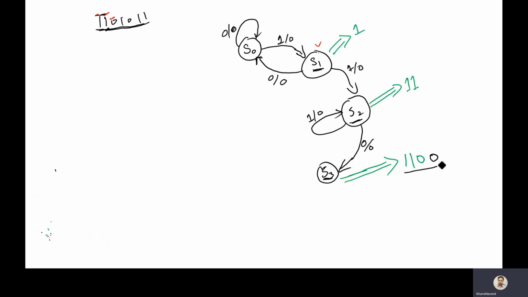We have already detected 110, and now our next input is 0, and this particular part of the detected sequence is nowhere in this sequence. That means we need to go back to the reset state and wait for the first 1 again. So we go back to the reset state when we are at state S3 and input is 0. The output would still be 0.